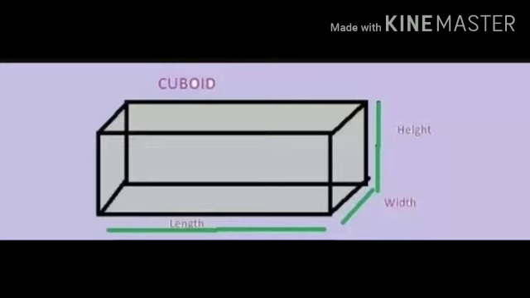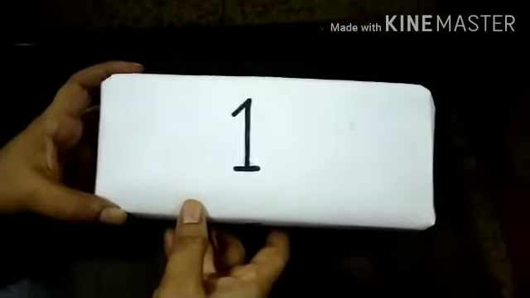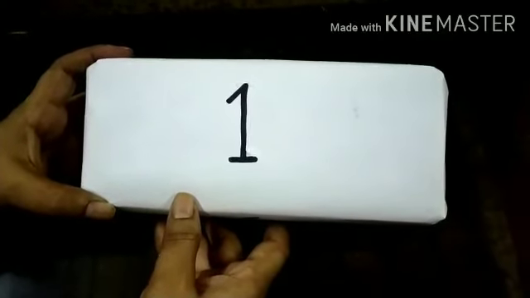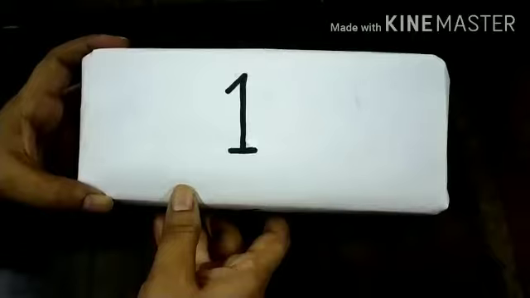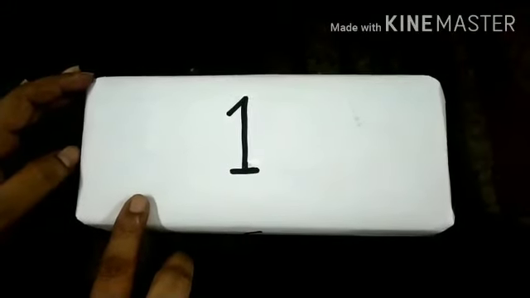Students, let us discuss what is a cuboid. Students, this is a cuboid. A cuboid has 6 faces, 12 edges and 8 corners. Let us first count the faces of a cuboid. 1, 2, 3, 4, 5, 6. So, a cuboid has 6 faces. All the faces of a cuboid are rectangular in shape.